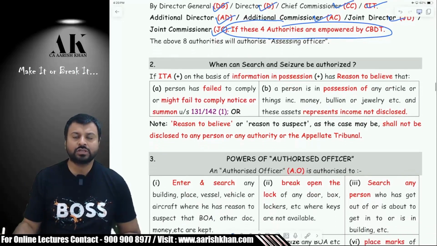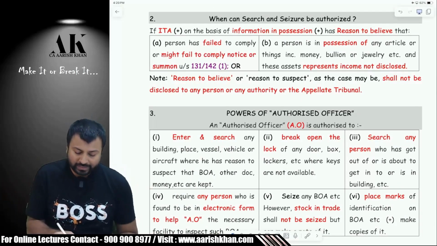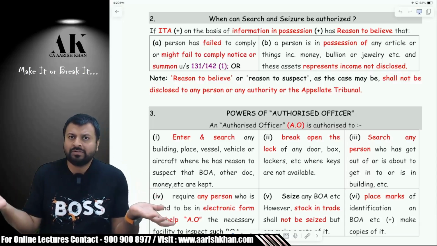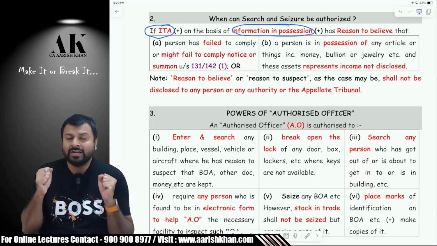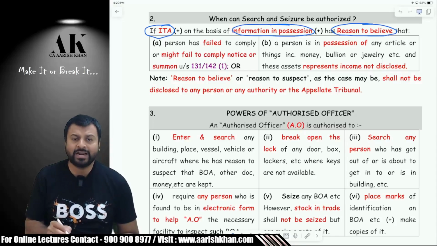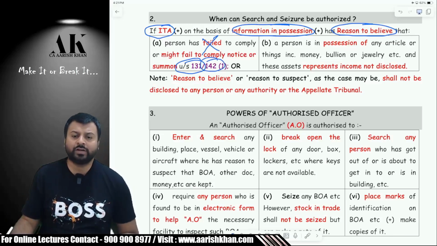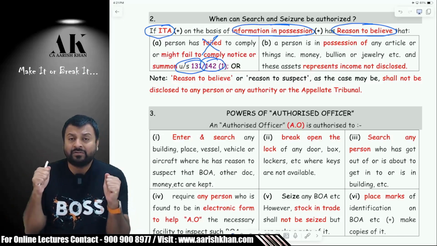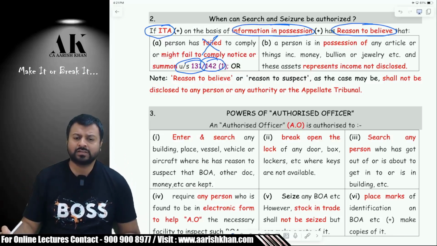Okay. Now, the second question which we need to answer in this particular chapter, that when can search and seizure be authorized? It is authorized because of some reason. Unnecessarily nobody will authorize search and seizure, right? So if the income tax authority have information in their possession, and with the help of that information, they have reason to believe that you are not complying with the summon under 131 or you are not complying with notice under 142(1), they can send you the search and seizure warrant.